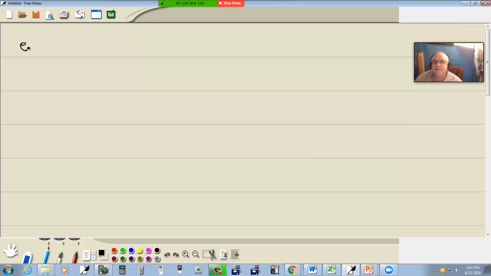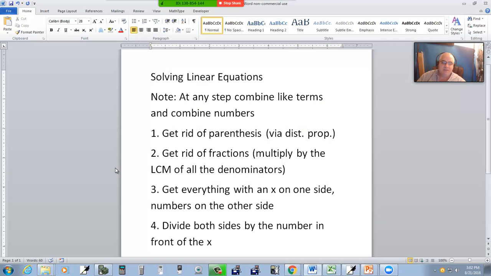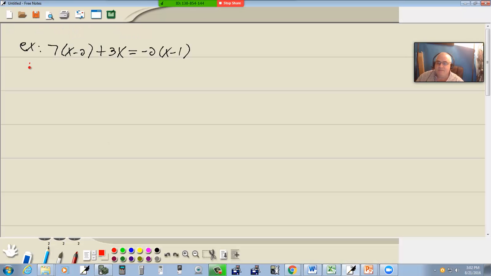Okay. Let's say I have 7 times x minus 2, plus 3x, is equal to negative 2 times x minus 1. Now I'm going to be going through my steps here. First step is get rid of parentheses, and we do that via the distributive property. So we'll take the 7, multiply it times the x and times the negative 2. Then I'll take the negative 2 and multiply it times the x and times the negative 1.